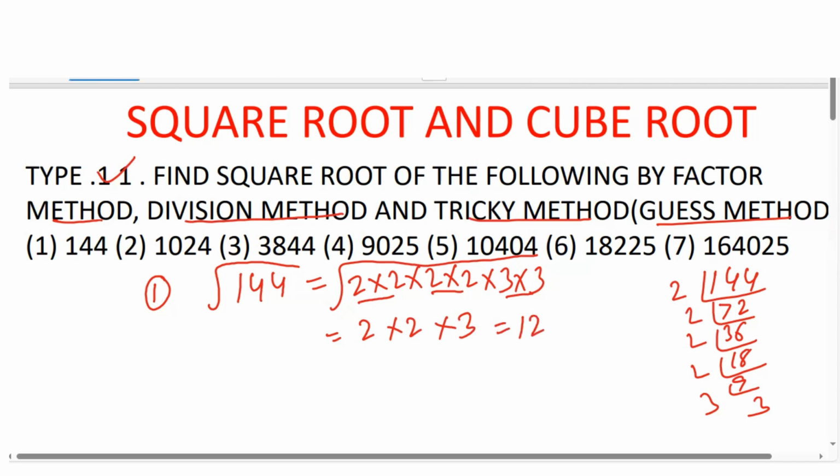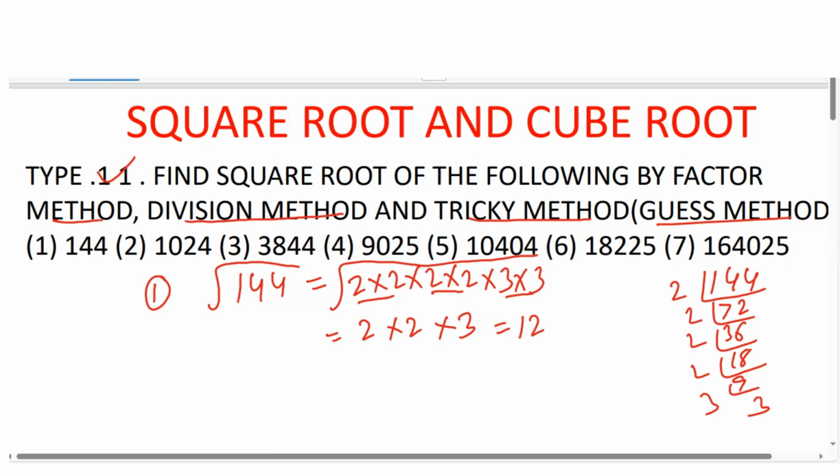This is a small number. We can find directly also, 12 squared is 144. But we are explaining the method of how we can solve, because this method will be used for some particular questions. That question can be solved only by the factor method. We can't solve that question by the division method or by the tricky method. That's why we are explaining the basic rule for finding a square root by the factor method. Everyone knows this rule, you can find the answer.